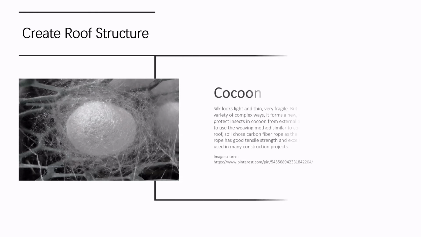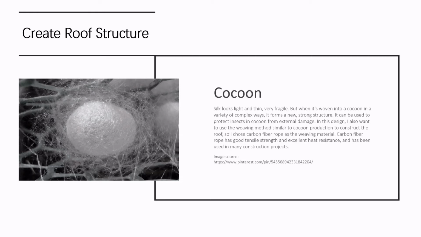Then let me talk about the second layer, the roof structure. Silk looks light and thin, very fragile, but when it's woven into a cocoon in a variety of complex ways, it forms a new strong structure. And in this design, I also want to use a weaving method similar to cocoon production to construct the roof. I chose carbon fiber rope as the weaving material. Carbon fiber rope has good strength and excellent heat resistance, and has been used in many construction projects.